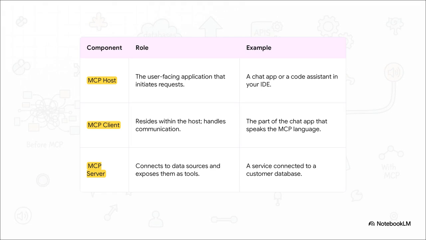So each of these pieces has a really specific job. The host, that's the app you're actually using, like a chat app or maybe a code assistant in your IDE. The client is the bit inside that app that knows how to speak the MCP language. And the server, that's the real workhorse. It's the part that connects to your company's database or some public API and then exposes all that data as tools the AI can actually use.